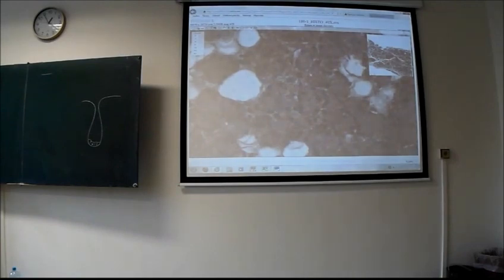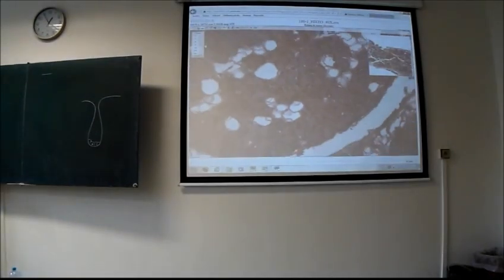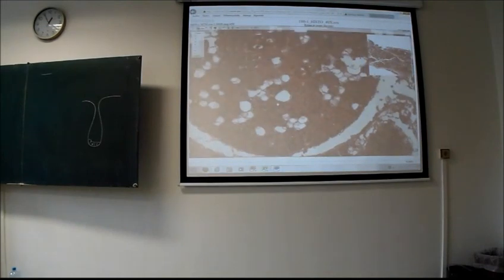Then I want to find a duct. First, I'm going to look for the intralobular duct, which has two types of duct: intercalated and striated. Let's go look for the intercalated duct. Intercalated duct, as I said, has cuboidal cells. So let's see what this is.